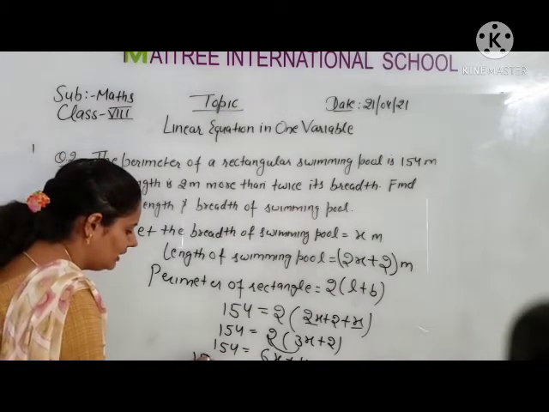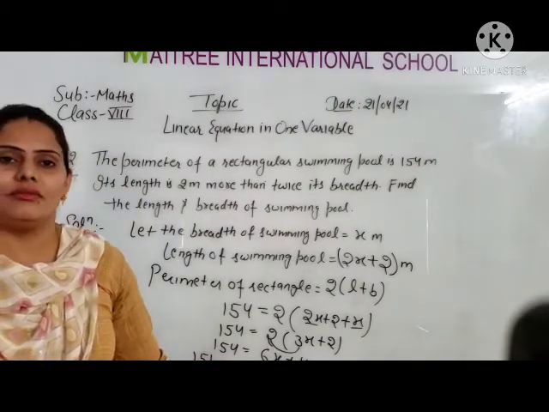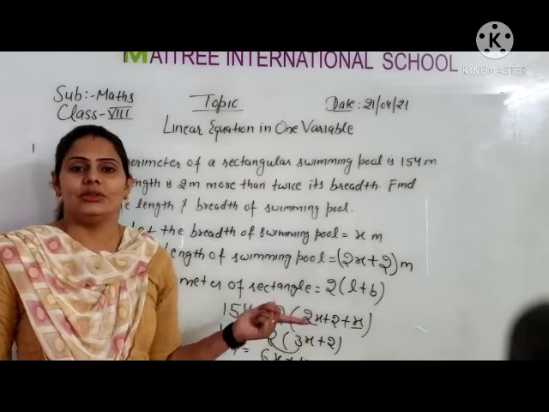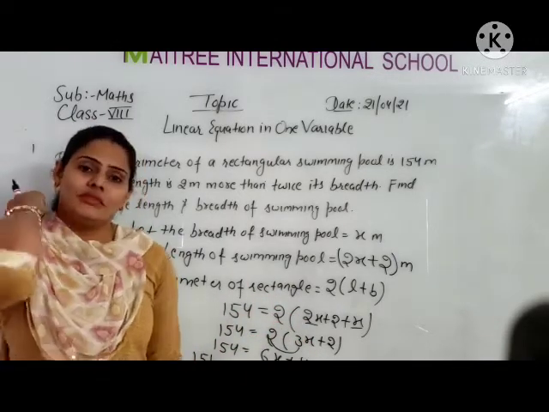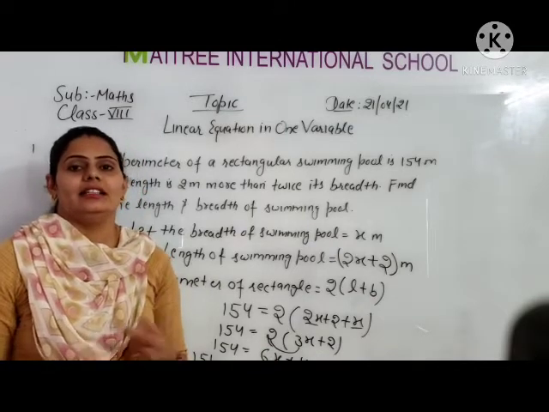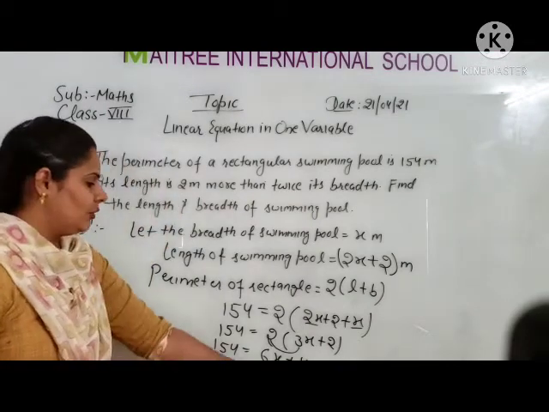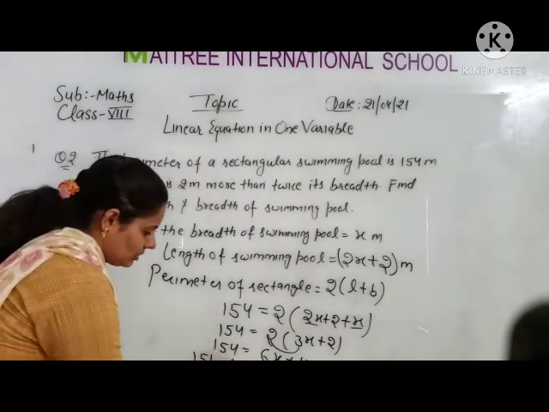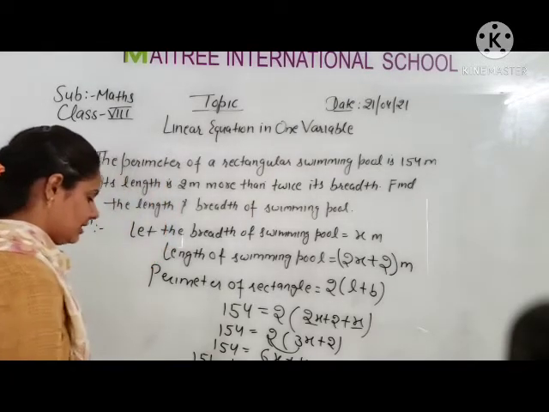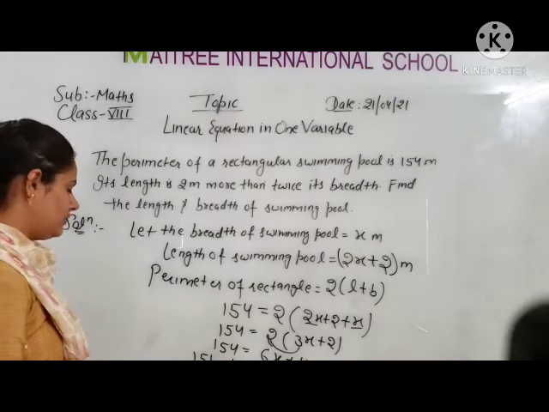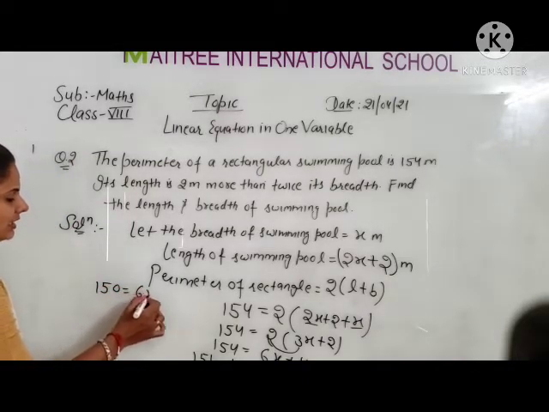Now you can see this is a linear equation in one variable, and you have already solved this type of equation in your first exercise. How will you solve? Variables you will put one side and all the other values on the other side. So 154 is already on the left hand side, and 4 also you will take to the left hand side, so it comes in subtraction, equal to 6x. Now 154 minus 4, what will you get here? 150 is equal to 6x.